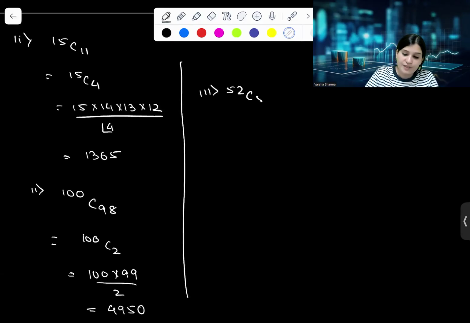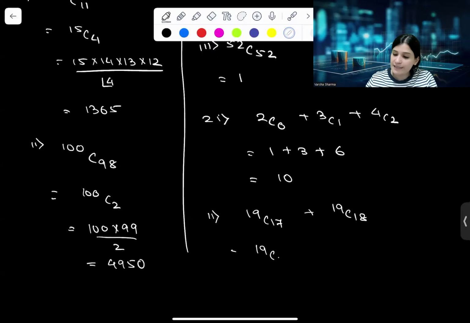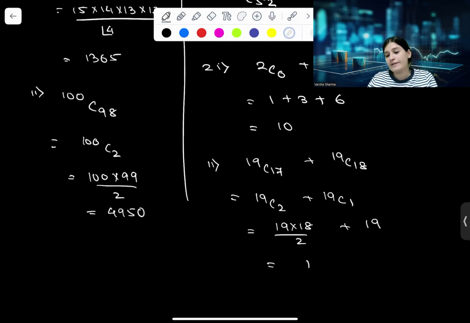Third, 52C52 is 1. Fourth, 2C0 plus 3C1 plus 4C2. 2C0 is 1, 3C1 is 3, 4C2 is 6, so 10. Second, 19C17 plus 19C18. This is same as 19C2 and this is same as 19C1. 19 into 18 by 2 plus 19. 171 plus 19, 190.